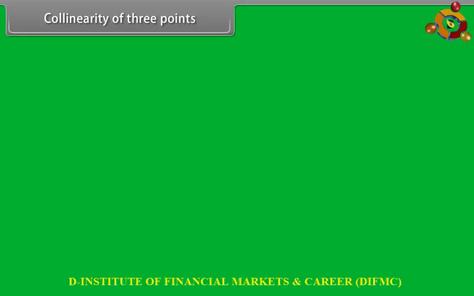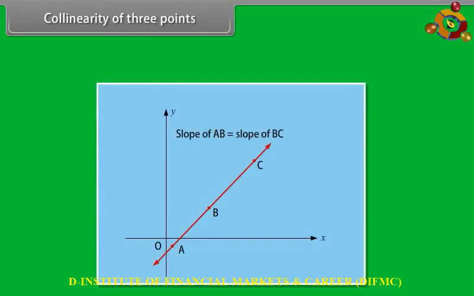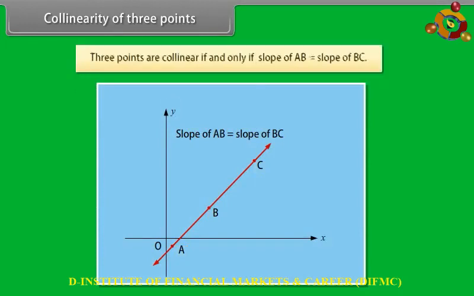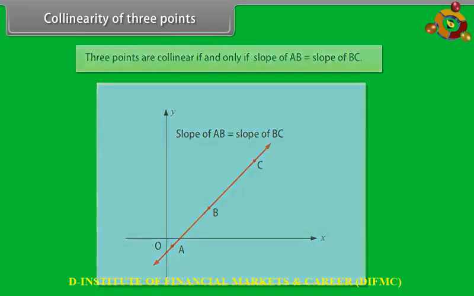Co-linearity of 3 points. Look at this figure. Here the points A, B and C are collinear because they lie on the same line. Or we can say the 3 points are collinear if and only if slope of AB is equal to slope of BC. Let us solve an example to understand it better.